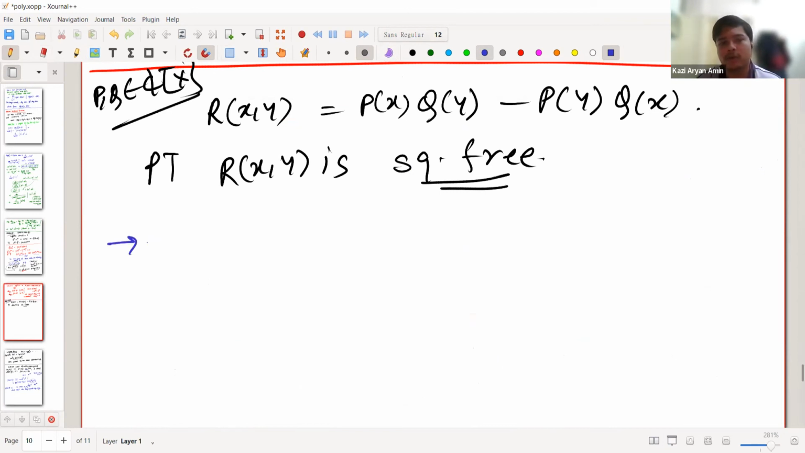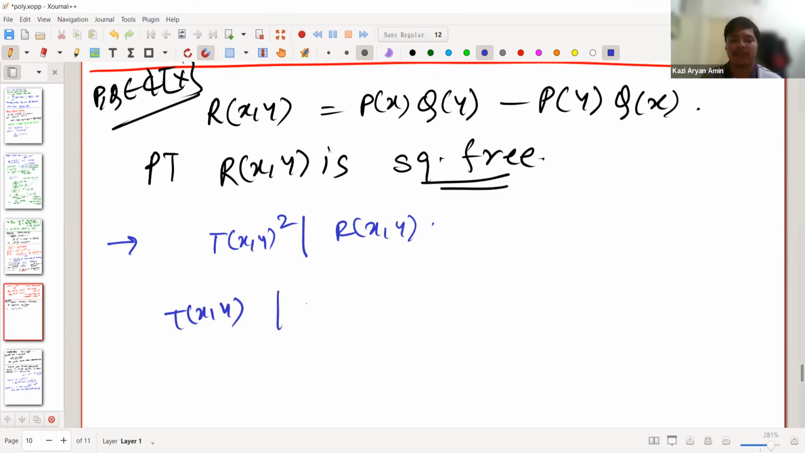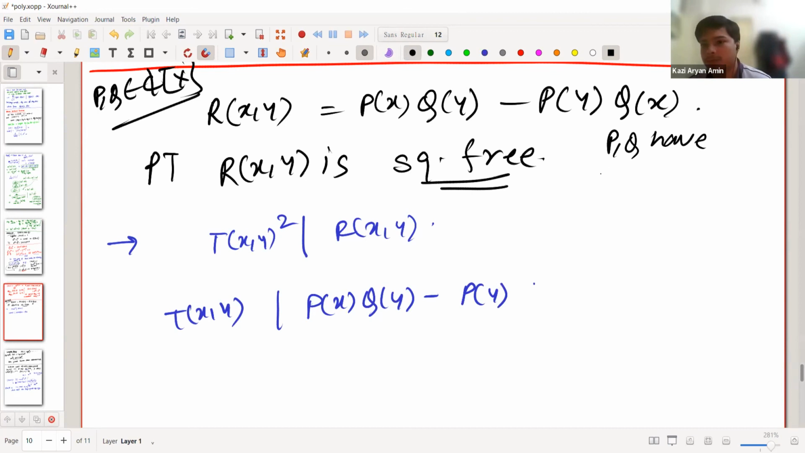Okay, so for this problem, the technique is a lot similar to what we had done for the Mason-Stothers theorem. First, obviously you assume that there is a polynomial p of x comma y such that the square divides r of x comma y. So this tells you two things: first of all, obviously p of x comma y divides p of x q of y minus p of y q of x. Oh, sorry, I forgot to mention one condition, that is they have no common factors.